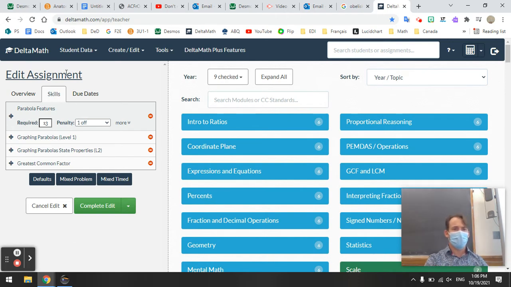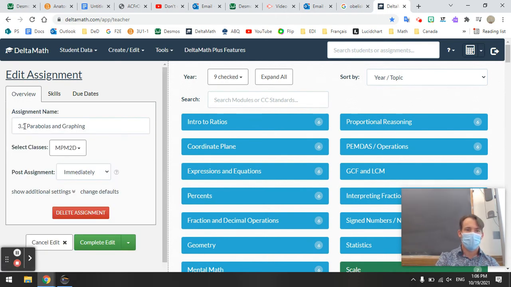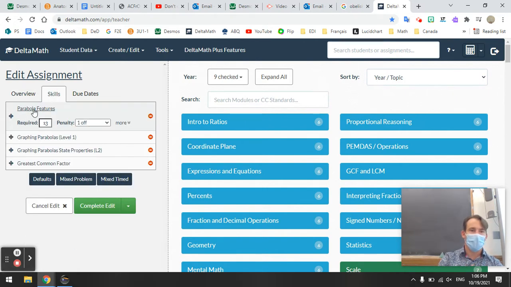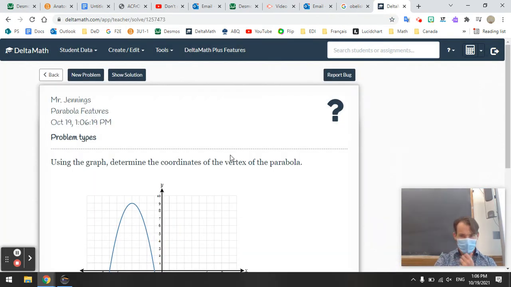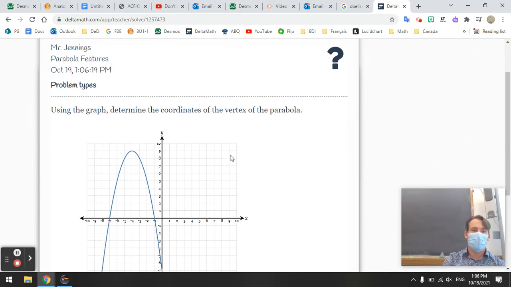All right, let's take a look at this assignment. The name of the assignment for today is 3.3, meaning it's unit 3 and this is lesson 3: Parabolas and graphing. It's for you, MPM2D. And let's take a look at the skills we're going to look at. The first one is the features of parabolas, so our work on the anatomy of a parabola is going to be applicable here. These are the types of questions you're going to find.